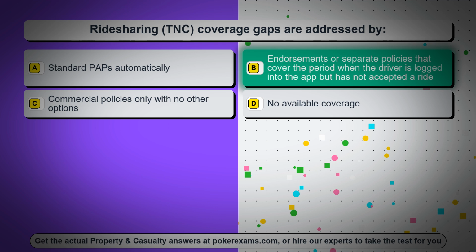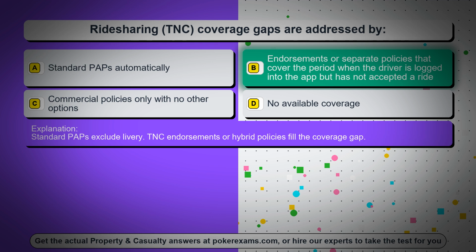The correct answer is option B, endorsements or separate policies that cover the period when the driver is logged into the app but has not accepted a ride. Standard PAPs exclude livery. TNC endorsements or hybrid policies fill the coverage gap.